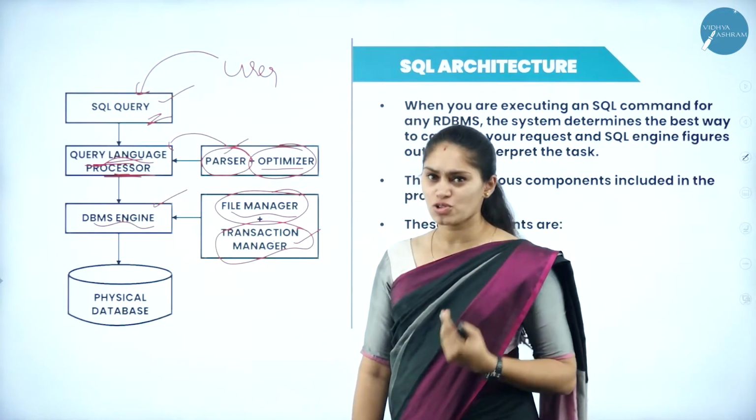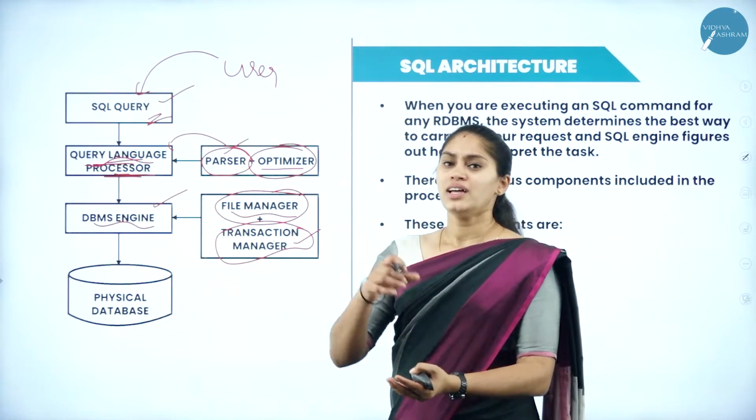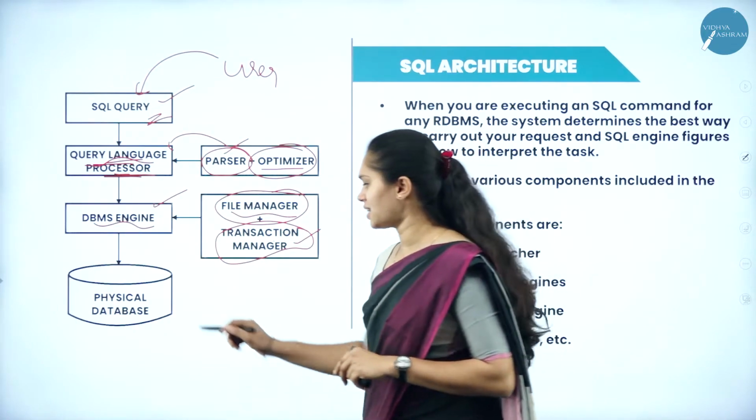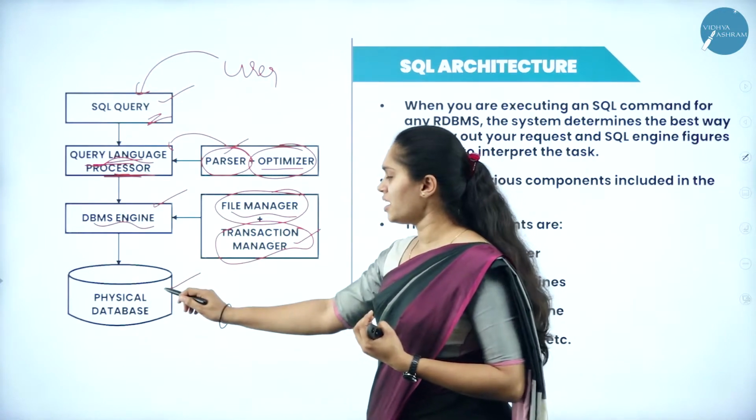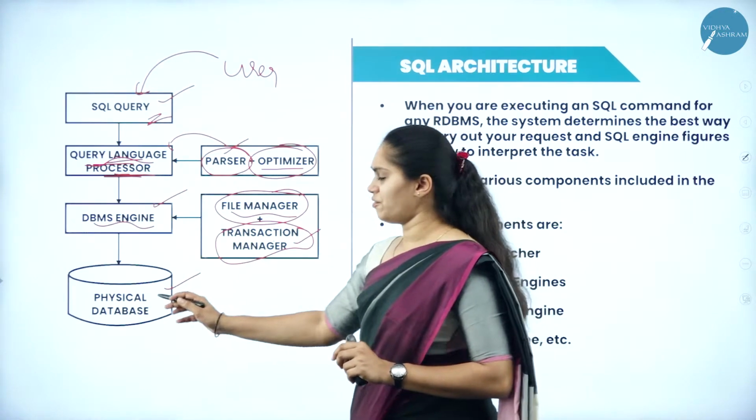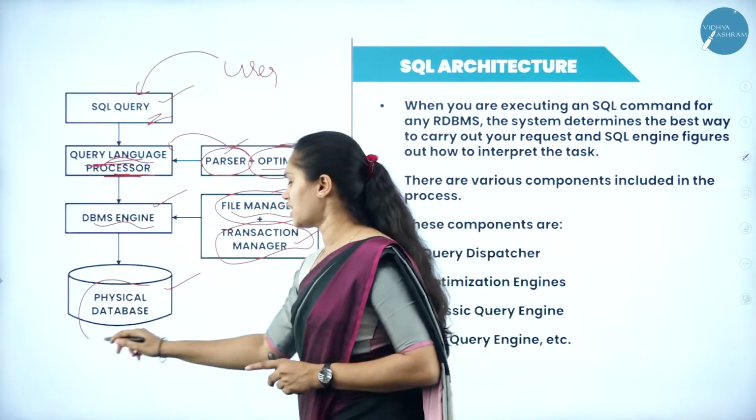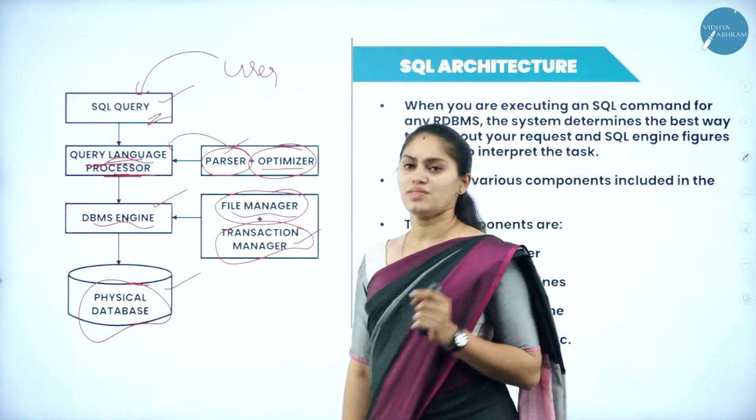So where I want to store my data, or where I should reach in order to retrieve the result from the database management system, that is the physical database. So we have our own content, or raw content of files and records, or relations or tables, in the physical database. That query will reach this physical database.